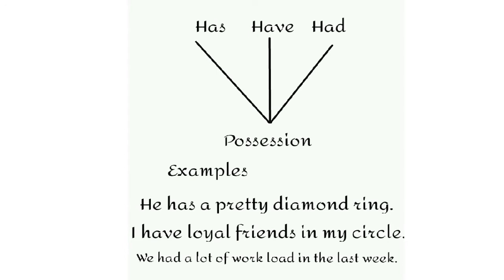For example, he has a pretty diamond ring. So here it means that he owns something. He has a pretty diamond ring. He owns a diamond ring. Another example is I have loyal friends in my circle. So again it means that somebody is having some good loyal friends in his circle. That is the possession of somebody.